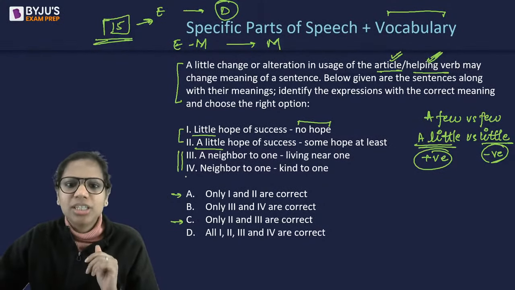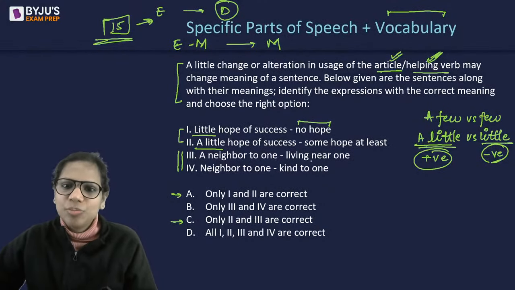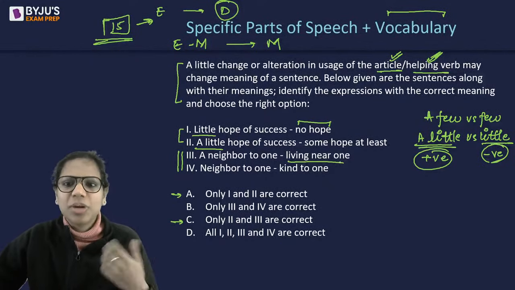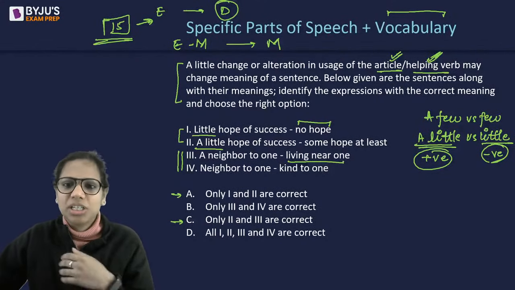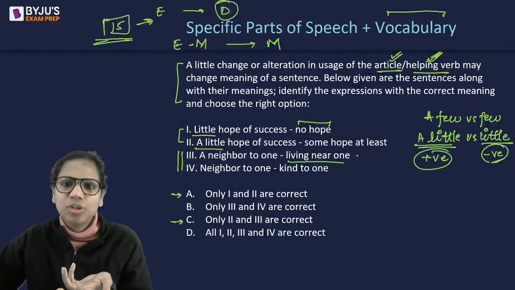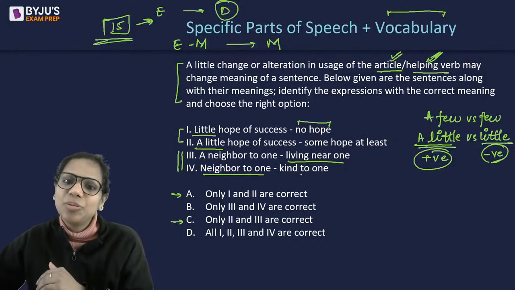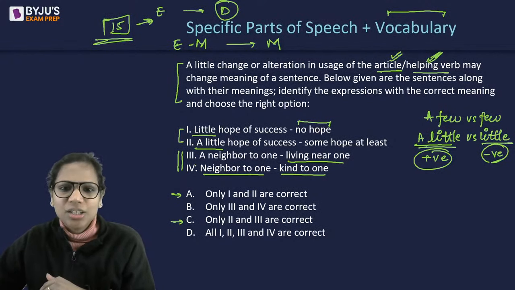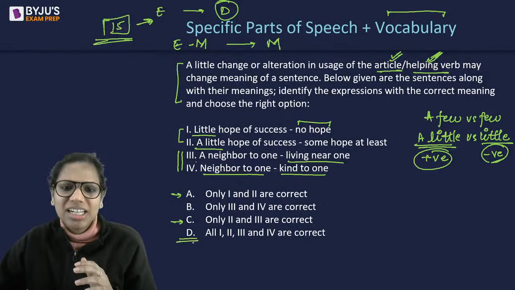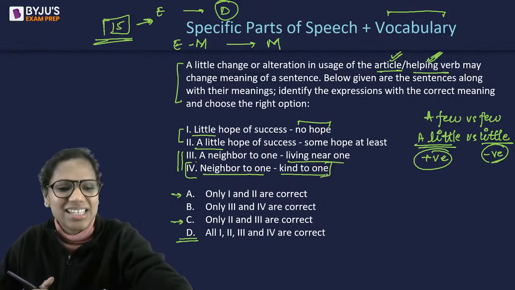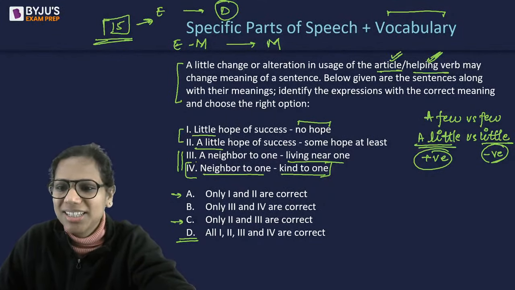Now let's have a look at 3 and 4. A neighbor to one, yes, somebody who is my neighbor lives, let's say, next to me, in front of my house. A neighbor to one, living near one. And neighbor to one, kind to one. Okay, so why do you think that nobody has marked D here? Why do you think fourth can't be the answer? Yes, fourth is not correct because nobody said D.